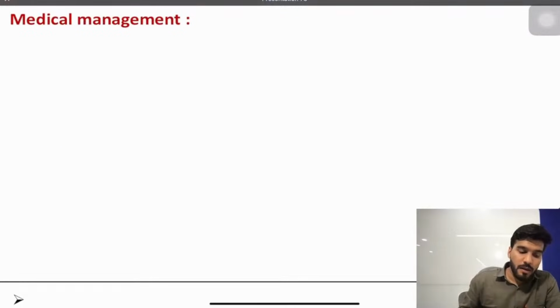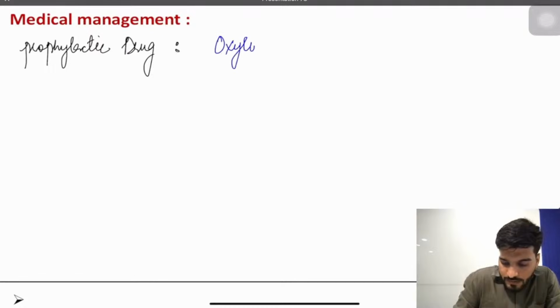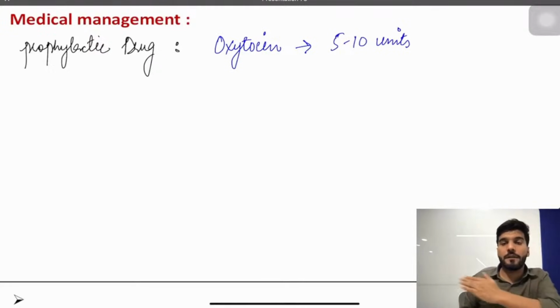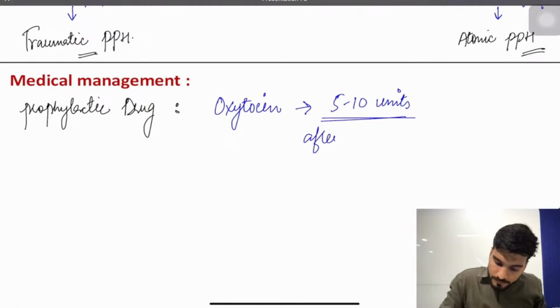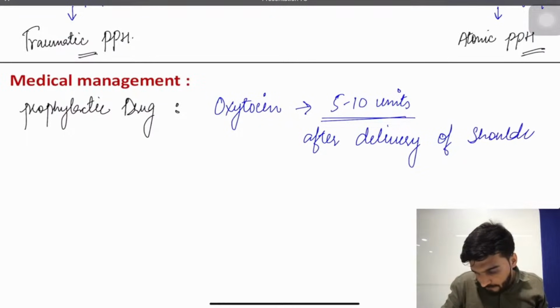Okay, now what will be the medical management? First of all, we'll start the prophylactic drug in order to prevent bleeding. So we start oxytocin. And how much oxytocin will we start in the prophylaxis? 5 to 10 units, and you will give this just after the delivery of the shoulder. Give the prophylactic drug oxytocin, which will maintain the tone of the uterus. The dosage is 5 to 10 units after delivery of the shoulder.